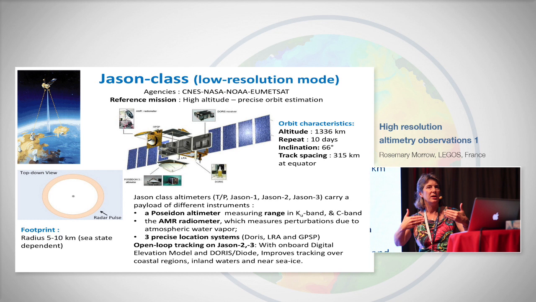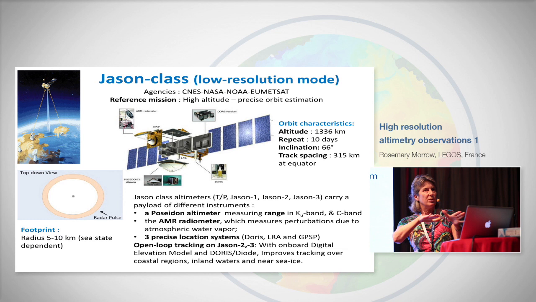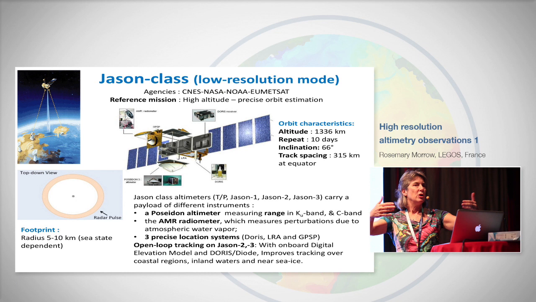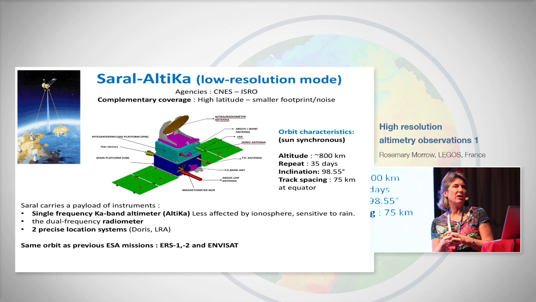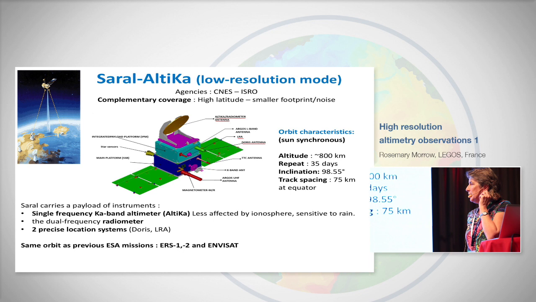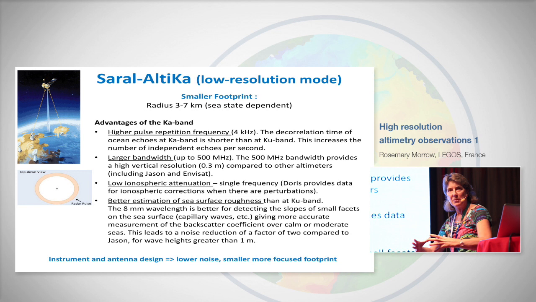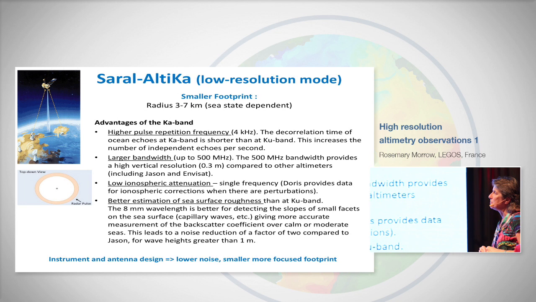But essentially, these are very high altitude. They have a relatively large footprint, so the data is quite smooth as you go along, but they also integrate noise over a relatively large footprint. SARAL was designed to have a much smaller footprint and also to have a much smaller noise. And so it's at an altitude that's similar to Envisat or ERS. It's got a similar repeat to those previous missions, but it has a number of characteristics that mean that it has a much smaller footprint. Smaller footprint means you can approach close to the coast, you can go over inland waters in a much better way.